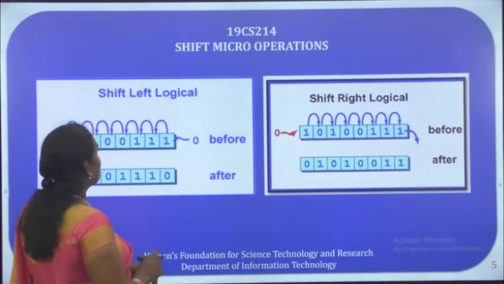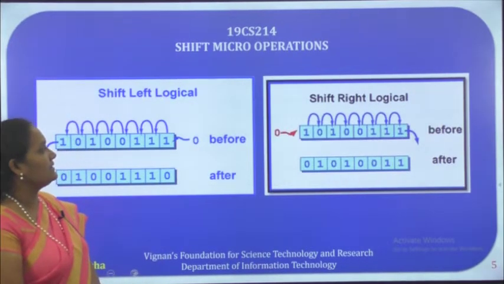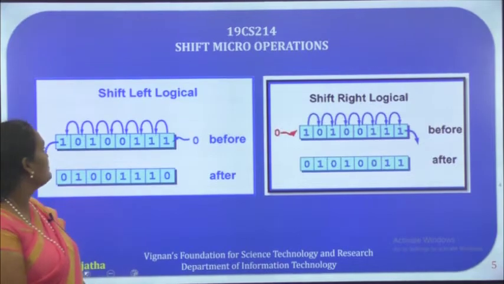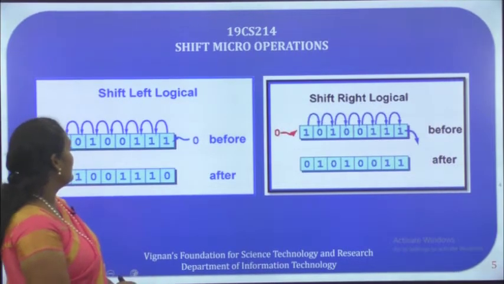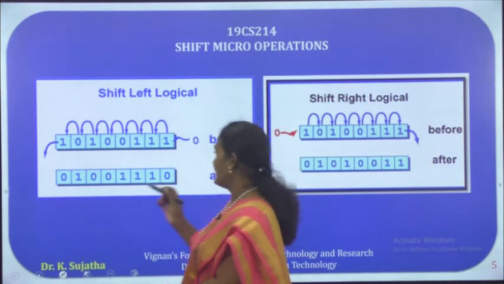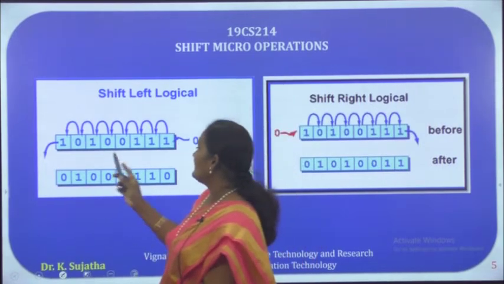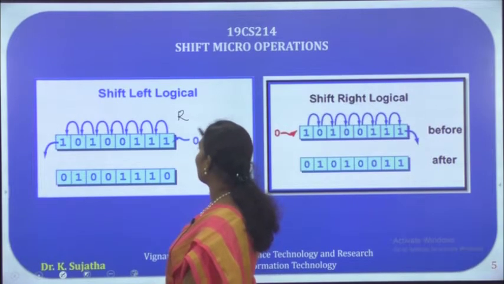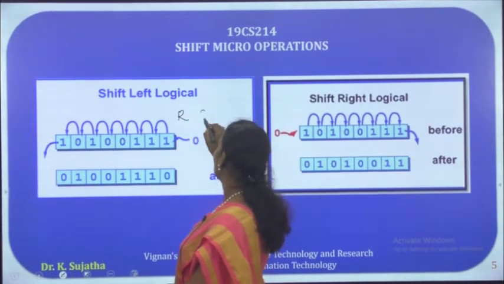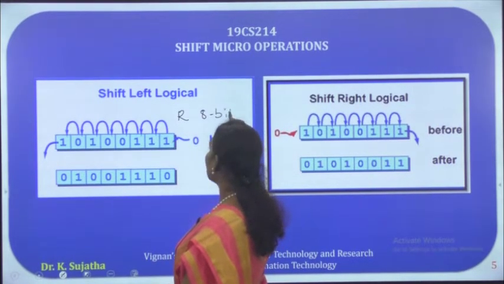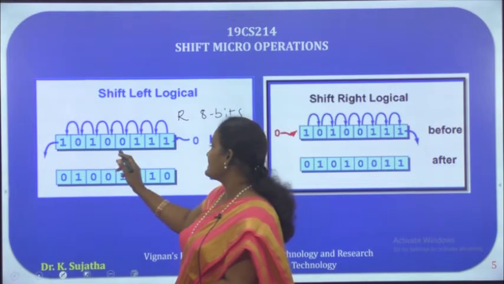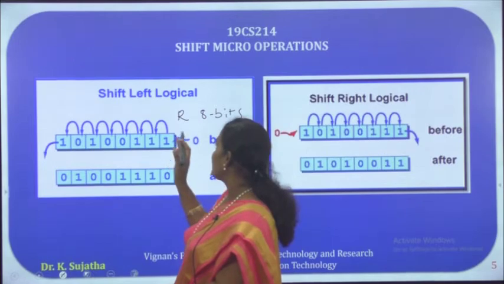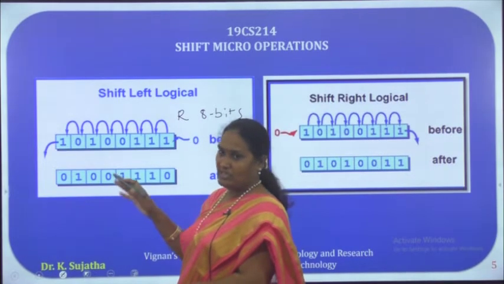For better understanding of all these, here I have given the pictorial representation of all those shift operations. Let us see the first one, logical left shift. Here this is the register R, whose size is 8 bits. It contains the data 10100111.